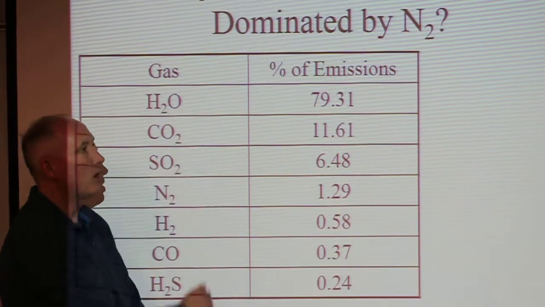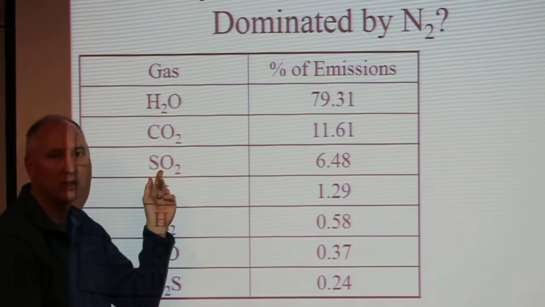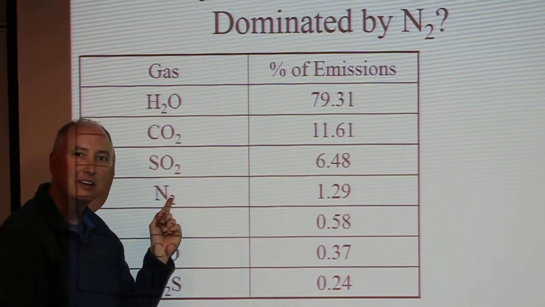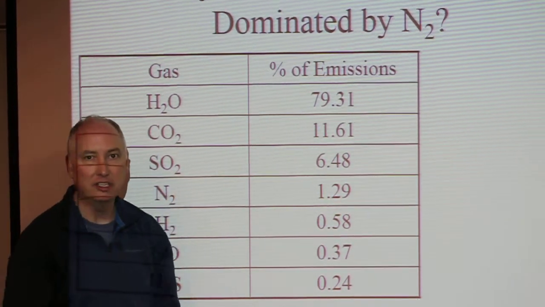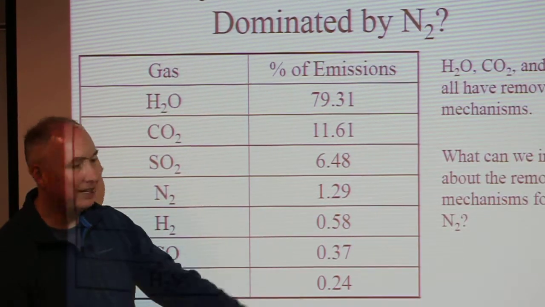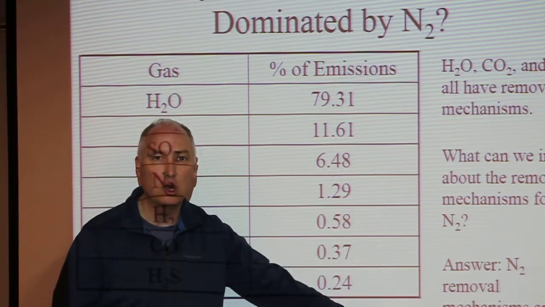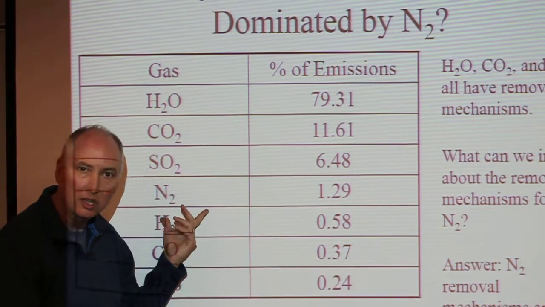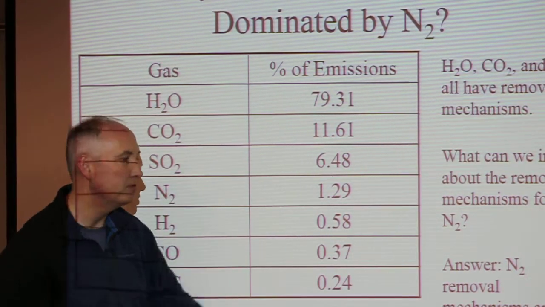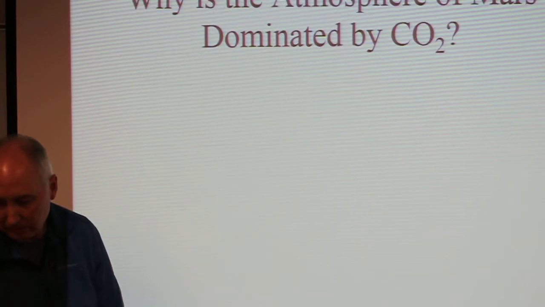So we had a lot of water vapor, it's in the oceans. We had carbon dioxide, it's stored. We had sulfur dioxide, that's removed from the atmosphere. That leaves nitrogen. So what can we infer about the removal mechanisms for nitrogen in the Earth's atmosphere? Well, we can infer that the removal mechanisms for nitrogen are very slow compared to the emissions. We know that the emissions have been going on for millions and billions of years, so the removal mechanisms have to be very slow compared to those time scales.